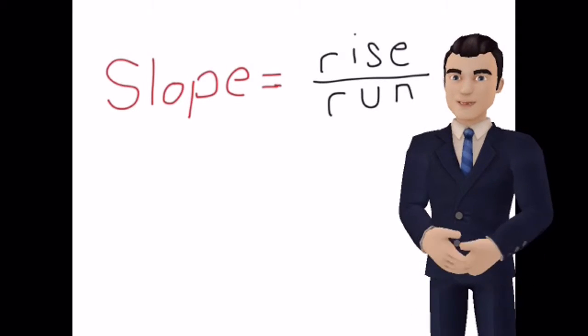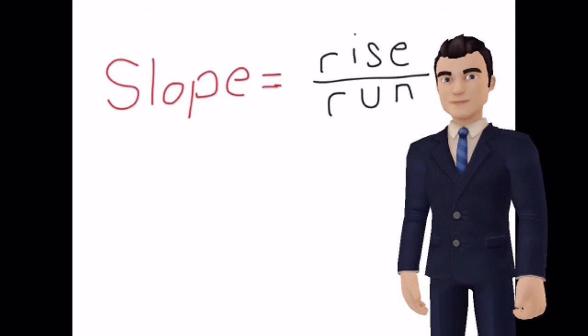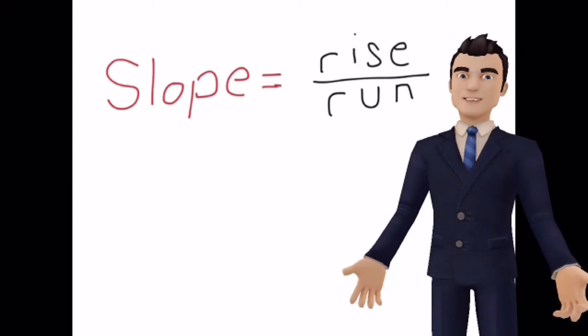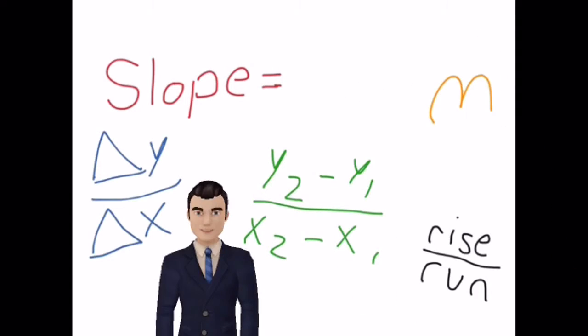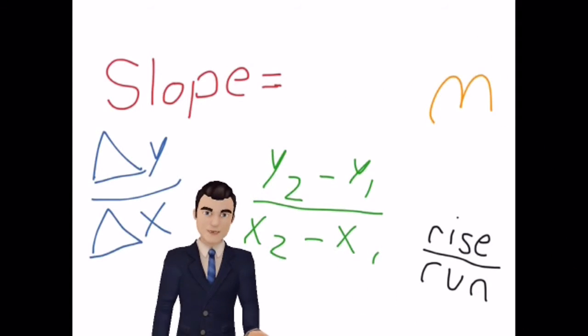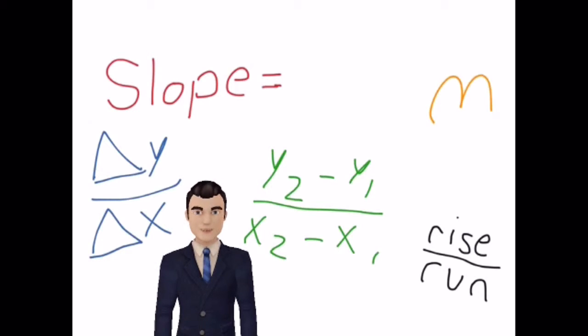When you run, it's usually on a flat terrain. So run is easily represented as x since it seems to be flat. So as we learned, m can also be represented as these. Choose whichever you like best so it can stick with you longer.